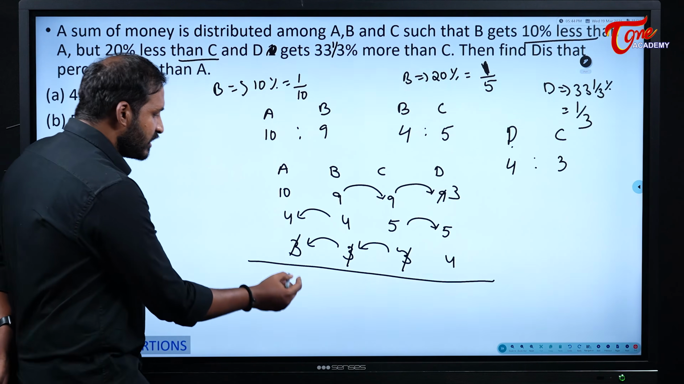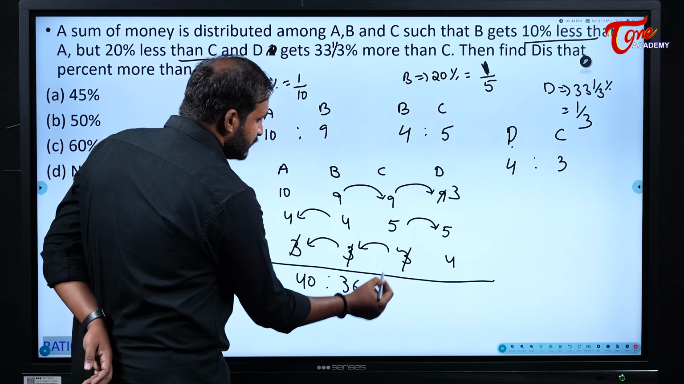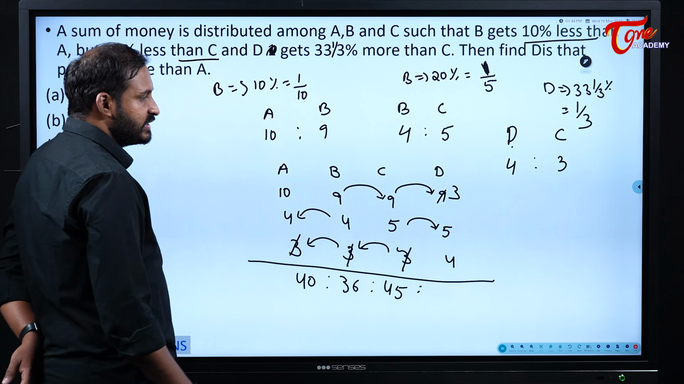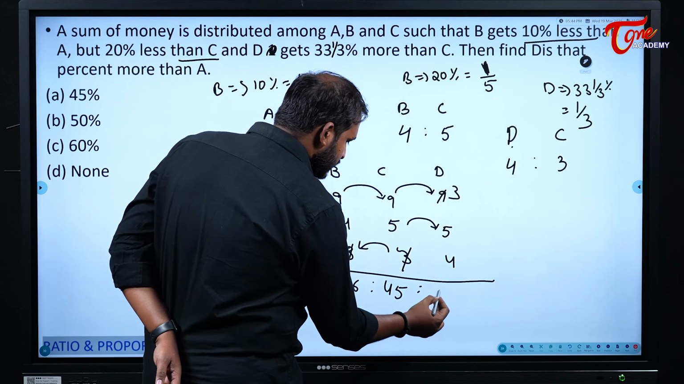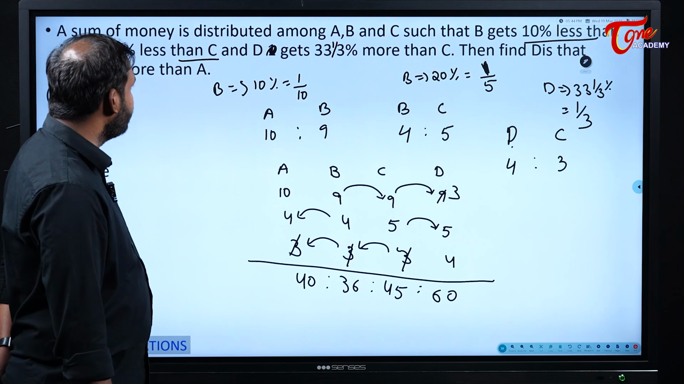Okay, so 10 fours are 40. 9 fours are 36. 9 fives are 45. So 5 threes are 15, 15 fours are 60. So this is the final answer I have.